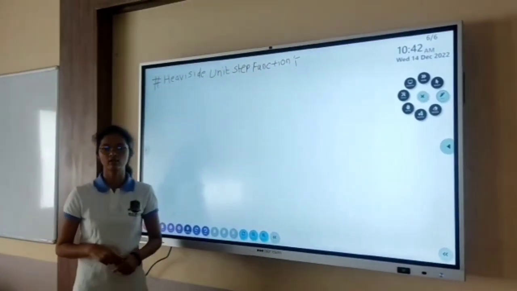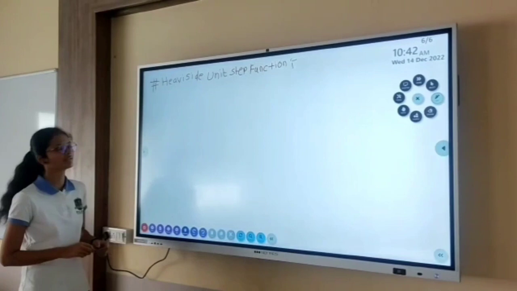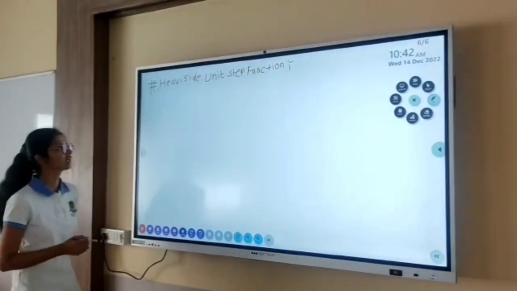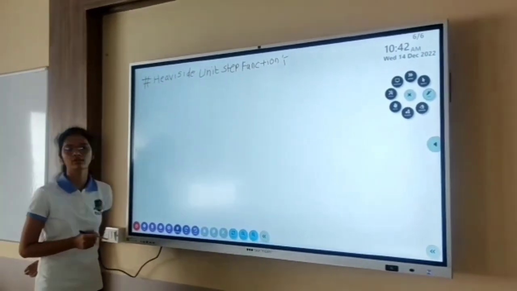My name is Chaitanya Marathi and my roll number is 36, and my topic is the Heaviside unit step function. We shall learn about the Heaviside unit function.